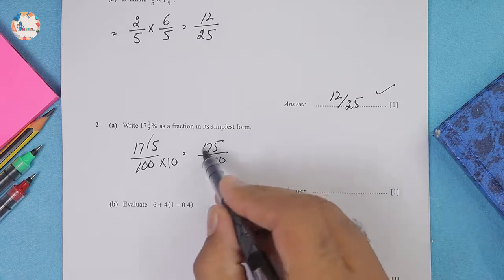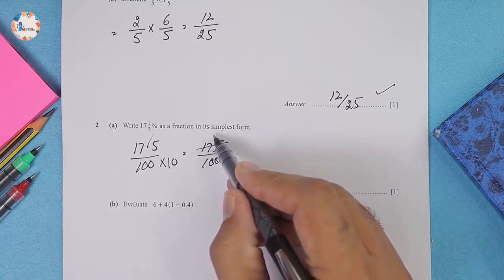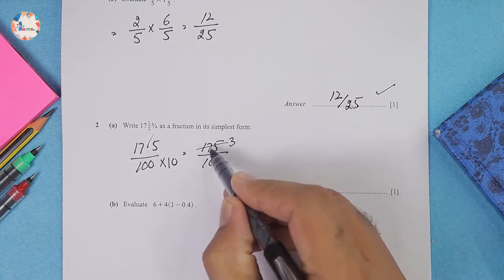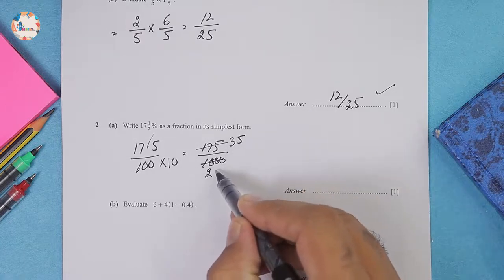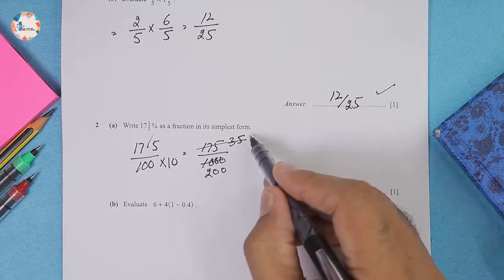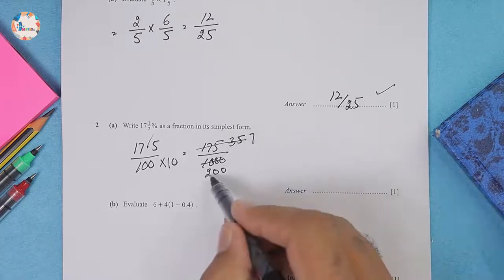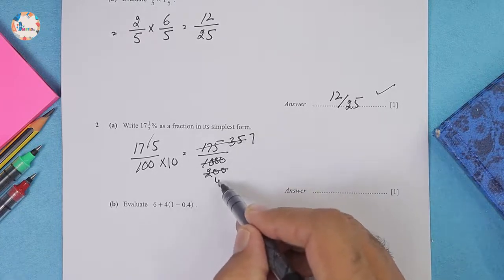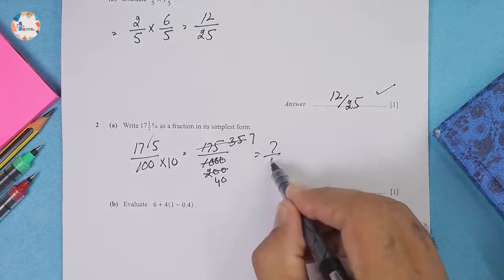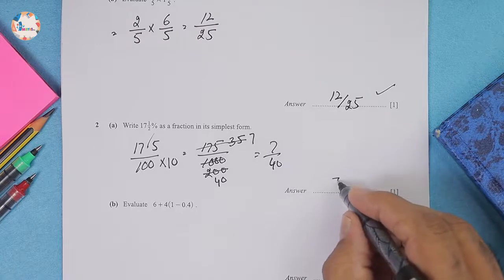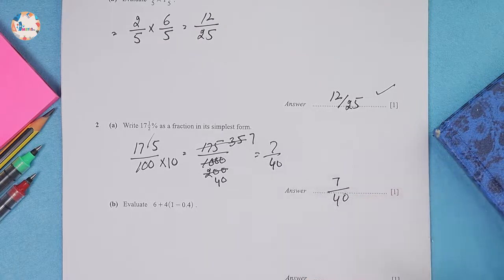So we can cancel by 5: 5 times 3 is 15, 5 times 5 is 25, 5 times 2 is 10, and 200 again by 5: 5 times 7 is 35, and 5 times 4 is 20. So our final fraction will be 7 over 40. We can write over here 7 over 40. This will be our final answer.